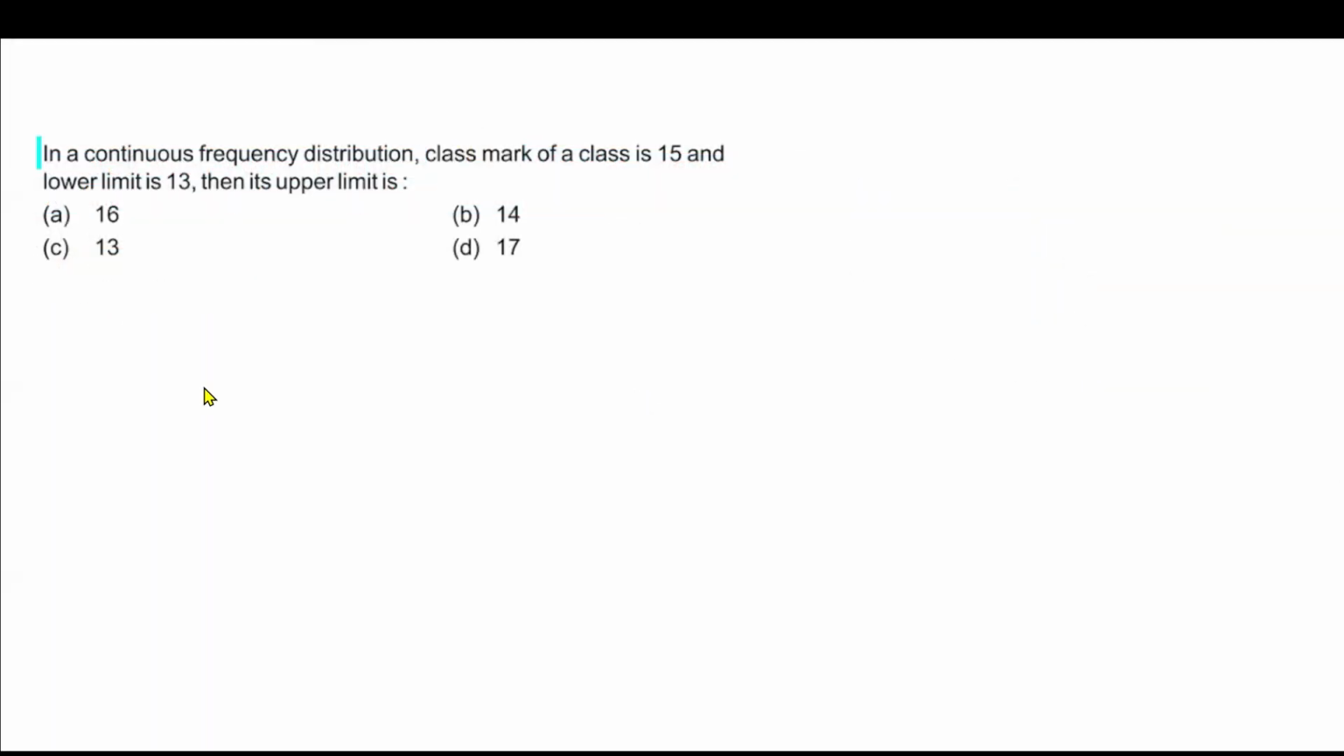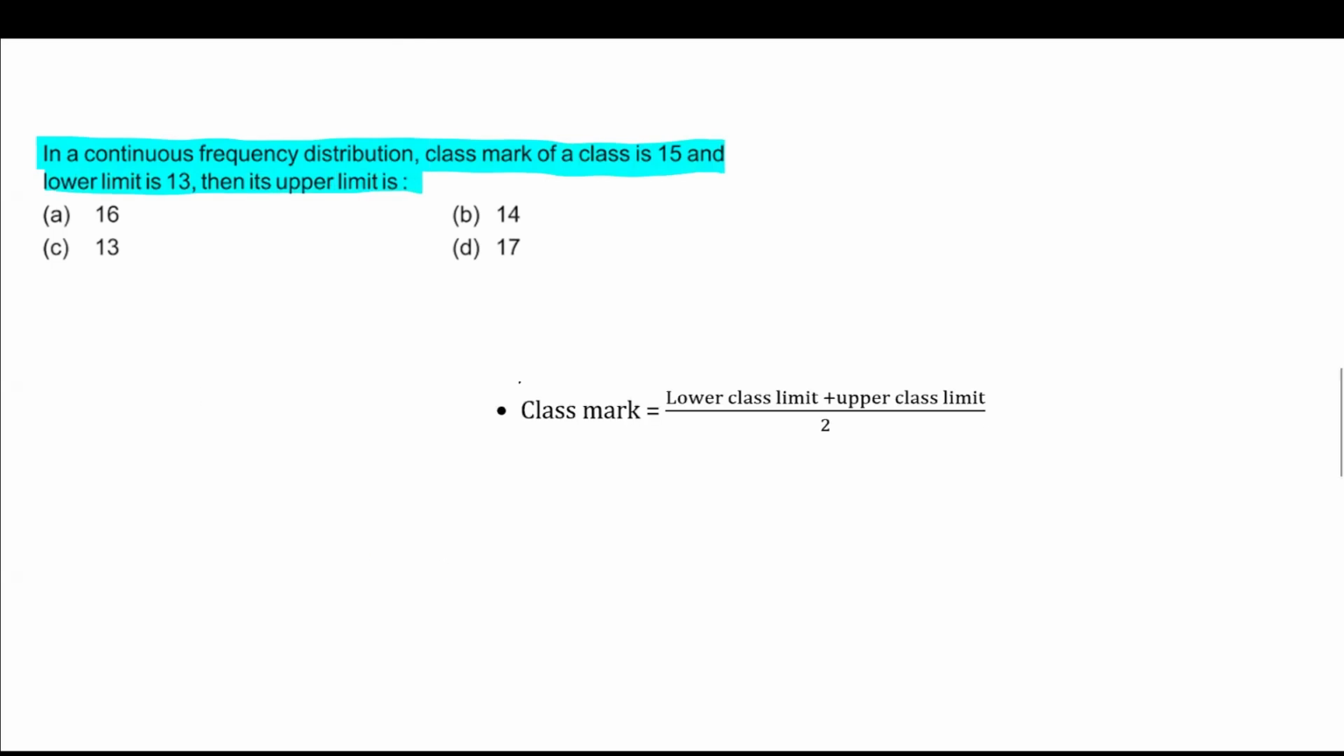The question says that in a continuous frequency distribution, the class mark is 15 and the lower limit is 13. We have to find the upper limit. For that, we will take this formula. So the class mark is what? Class mark is lower limit plus upper limit divided by 2. So class mark is same as midpoint. So here the class mark is given as how much? 15. So we'll be replacing this with 15.